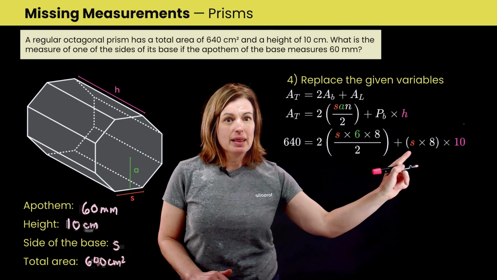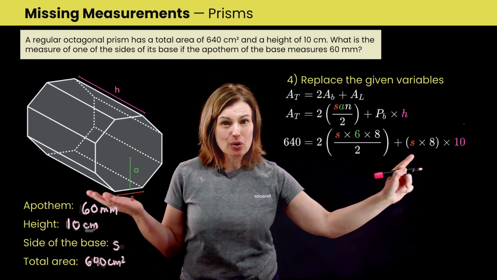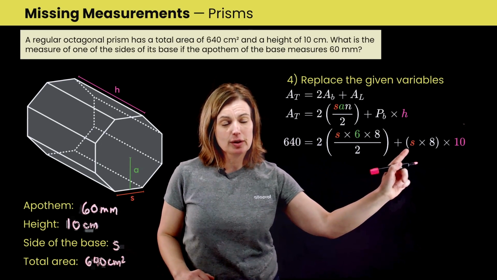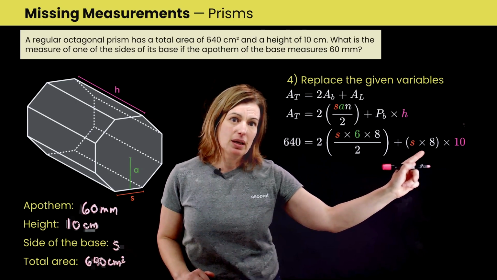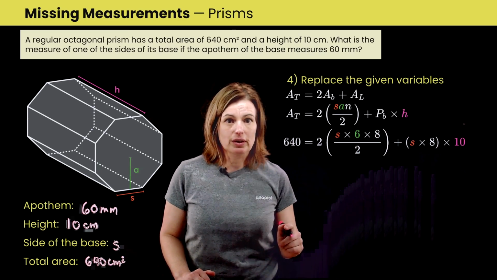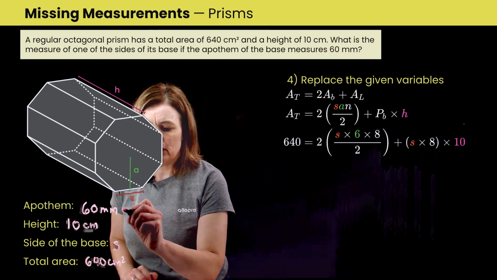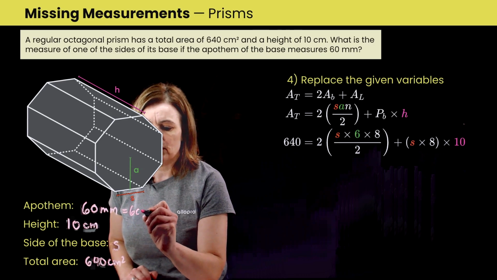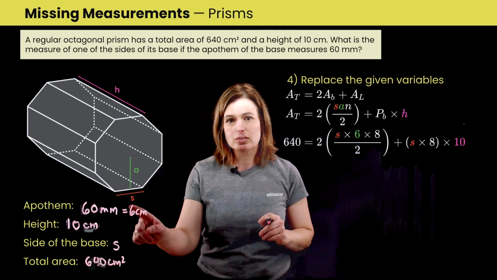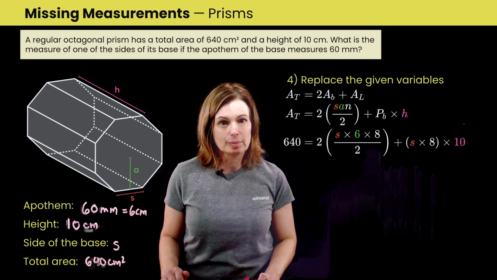When I'm looking at adding that perimeter of the base times the height, again, I don't know the side length, so I still have that as my variable S, and my 8 sides are here, and the height is 10, so it's over here. And I just want to make sure that I'm really clear. Remember, I didn't write it down here, but that's equivalent to 6 centimeters. So remember, this is what we're using in our calculations. That's why I've got the 6 in my formula there.